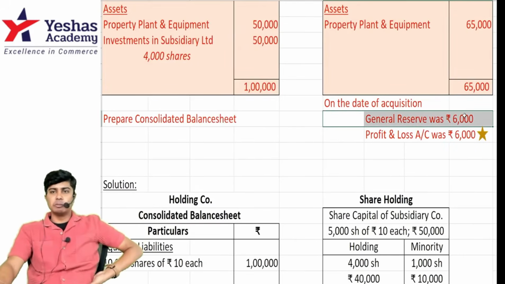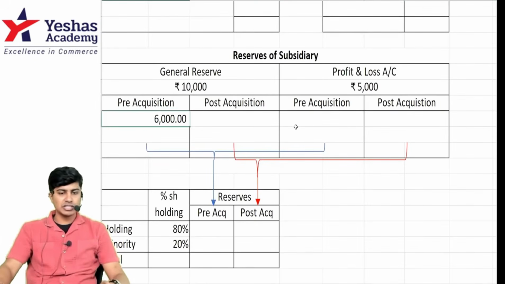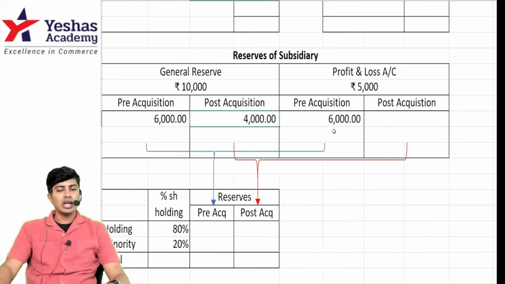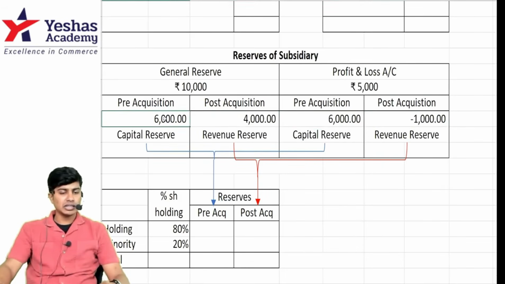How much is general reserve pre? On the date of acquisition, general reserve was 6, P&L was 6. I would write in our reserve table: general reserve 6, P&L 6. Done. If 10 is there and 6 is pre, how much is post? 10 minus 6, and 5 minus 6 is minus 1. Everybody got this? Pakka?